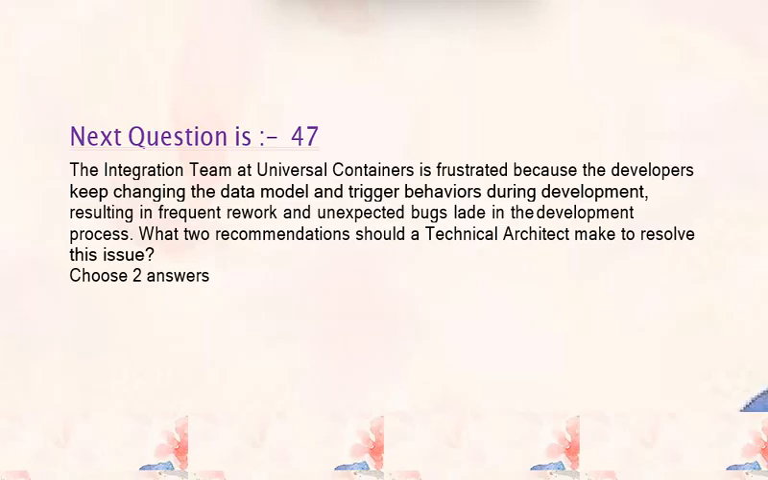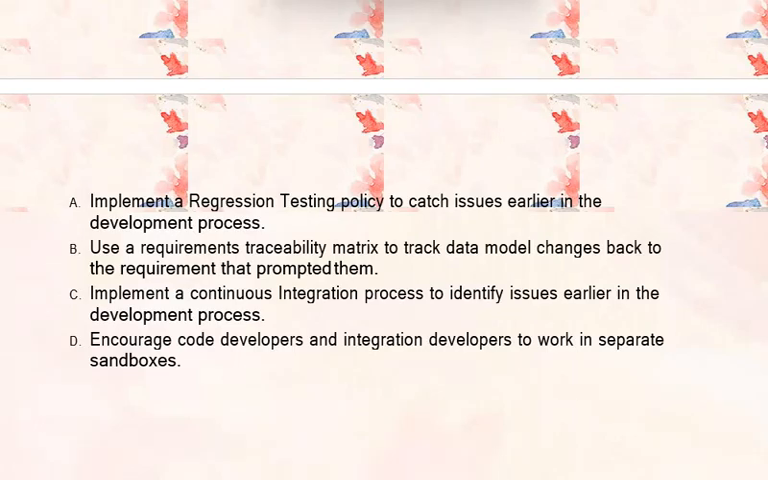Question: The integration team at Universal Containers is frustrated because the developers keep changing the data model and trigger behaviors during development, resulting in frequent rework and unexpected bugs late in the development process. What two recommendations should a technical architect make to resolve this issue? Option A: Implement a regression testing policy to catch issues earlier in the development process.